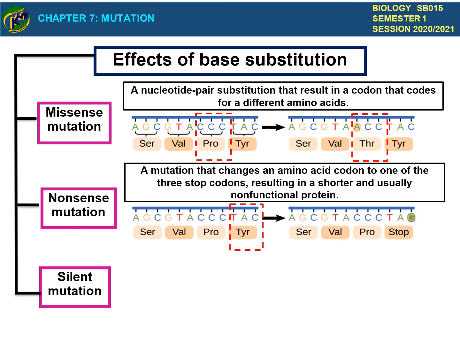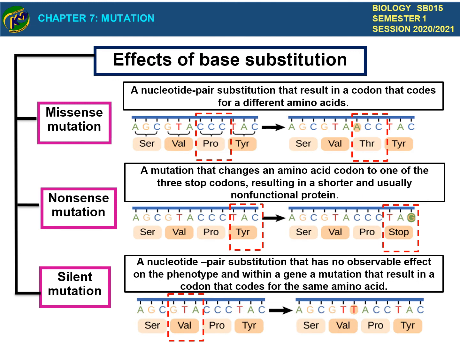Nonsense mutation is a mutation that changes an amino acid codon to one of the three stop codons, resulting in a shorter and usually non-functional protein. For example, cytosine is replaced by guanine in DNA, and during transcription, the codon produced is a stop codon. Stop codon is a codon that does not encode for any amino acid.